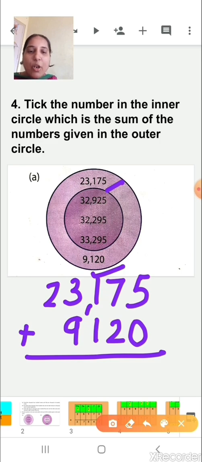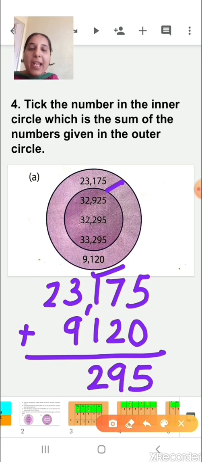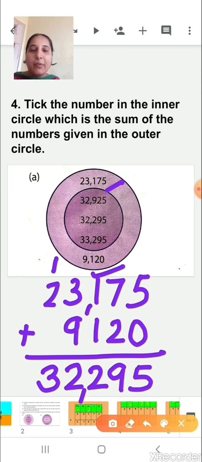So let's find their sum. So 5 plus 0, 5 we will get. 7 plus 2, 9. 1 plus 1, 2. 9 plus 3, 12. So 2 we will write here, and then 1 will be carried over. So 2 plus 1, 1 plus 2, 3. So what is the sum here? 32,295. So where you can see that answer? Can you see that answer? That sum in the inner circle? There you can see 32,295. So there we'll put a tick.